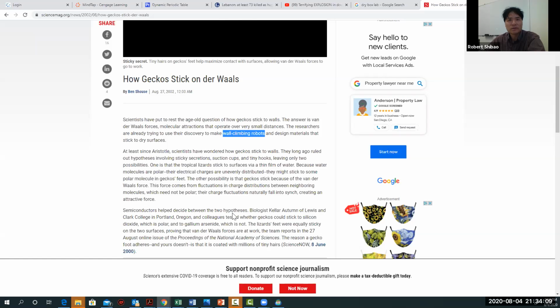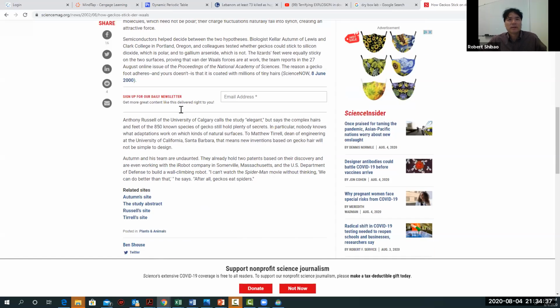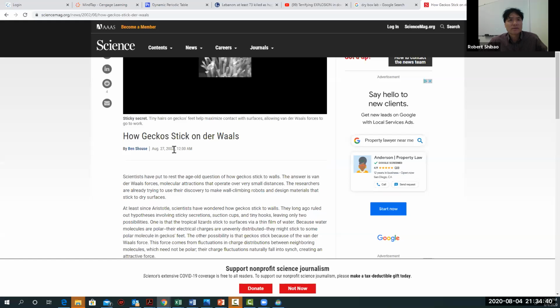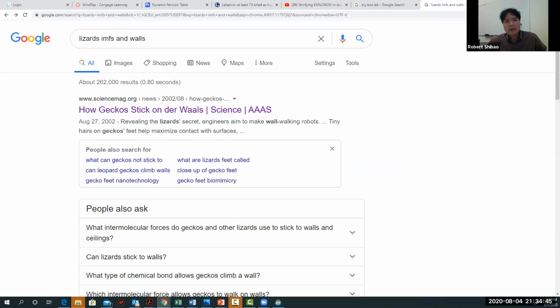Semiconductors help decide between the two hypotheses. So biologist Kellar Autumn of Lewis and Clark College in Portland, Oregon, and colleagues tested whether geckos could stick to silicon dioxide, which is quartz and is polar, and gallium arsenide, which is not. The lizard's feet were equally sticky on the two surfaces, proving that van der Waals forces are at work. That's pretty interesting. Well, anyway, there's been a lot written about this, because this was a while ago, 2002. So what are van der Waals forces? We're going to talk about van der Waals forces.